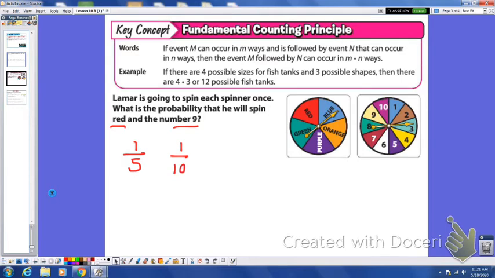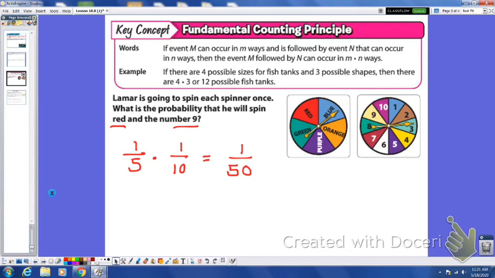Now, what's the probability of both of them happening? If we go back and look at our fundamental counting principle, that tells us that we can multiply them. So 1/5 times 1/10 gives us a probability of 1/50. So what that tells us is that there are 50 different possibilities if we spin both of these spinners, and there's only one way that we can spin a red and a 9. So there is a 1/50th chance.